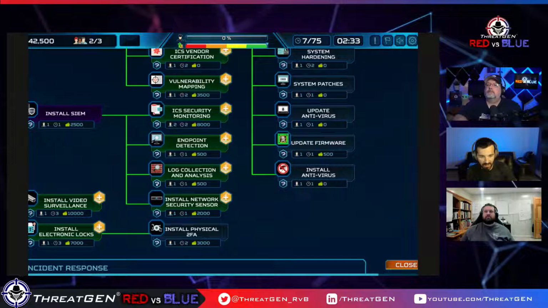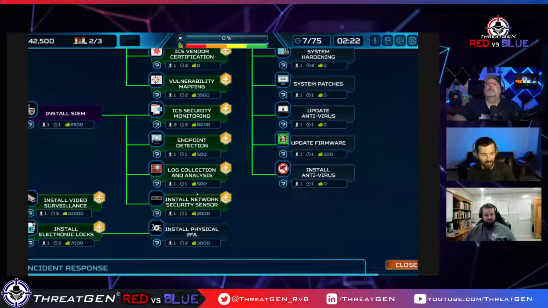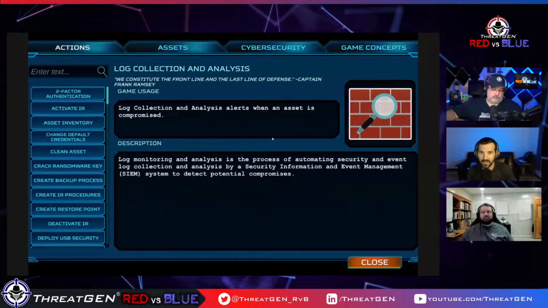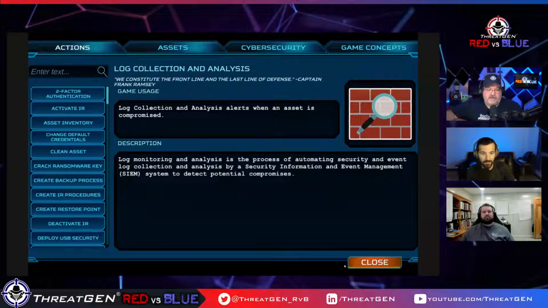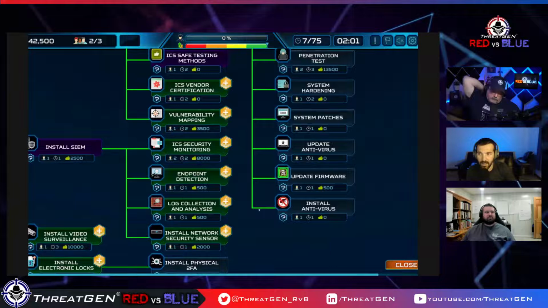Log collection and analysis. Looks like we've got a new... what version of this game are we playing right now? Is this 1.10? 1.10. Woo! We are on the bleeding edge version of this right now. Love it. So, log collection and analysis. Let's look at this one. Log collection and analysis alerts when an asset is compromised. It's the same thing as EDR, but for network devices. Yeah, this is awesome. Well done, dev team.